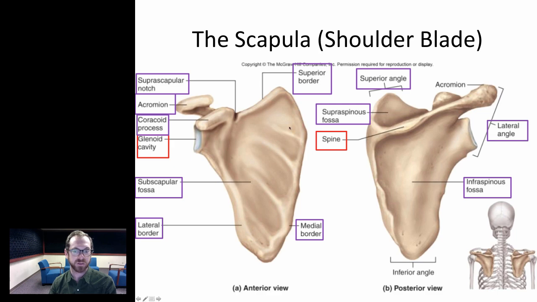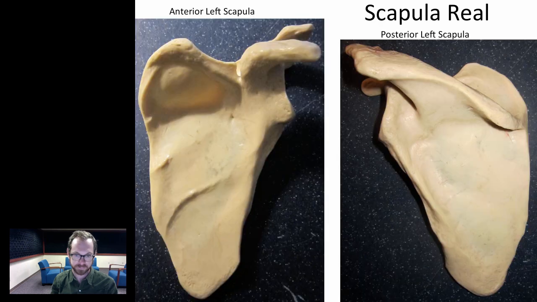Now there are some other features here that we will not go over in this AV lecture, but again, they're boxed in violet. So these are fair game for your practical. Here is an image of a plastic scapula that you might find in lab. This is the anterior side because we do not have the spine of the scapula here. This is a posterior scapula, and here's our spine of the scapula.